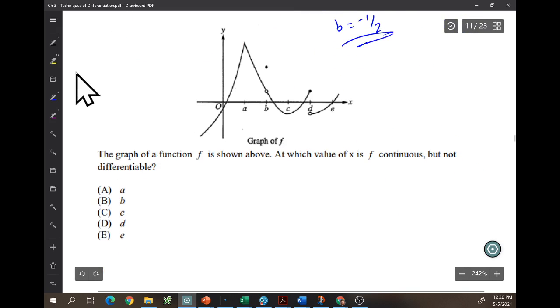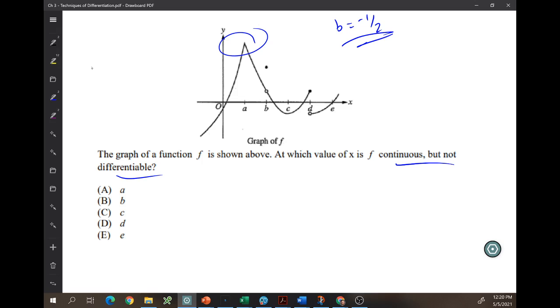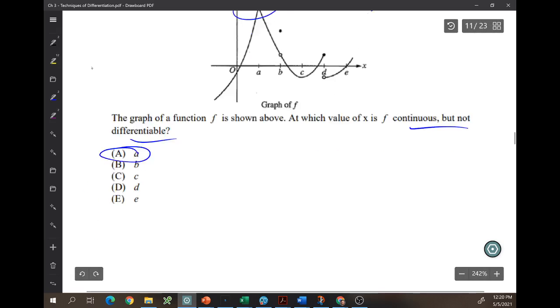Yeah, I think this was on the last one too. So where is it continuous but not differentiable? Where it makes that cusp is where it's continuous but not differentiable. So choice A.